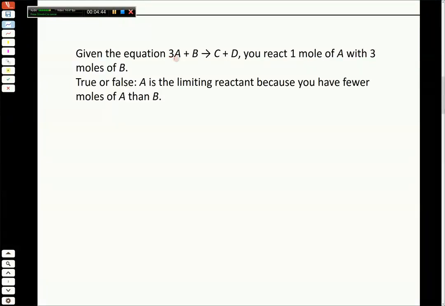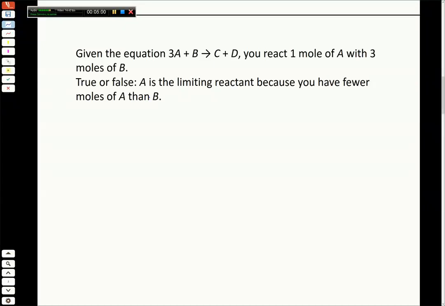So here we have the equation 3A plus B goes to C plus D. We're reacting 1 mole of A with 3 moles of B. And the question is true or false: A is a limiting reactant because you have fewer moles of A than B. Well, let's first see if A is the limiting reactant.